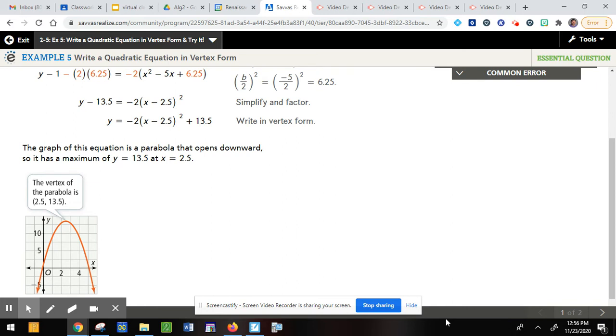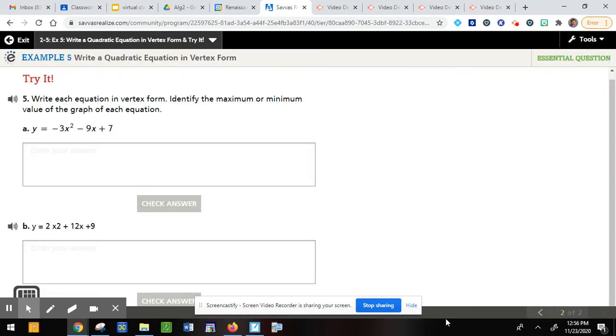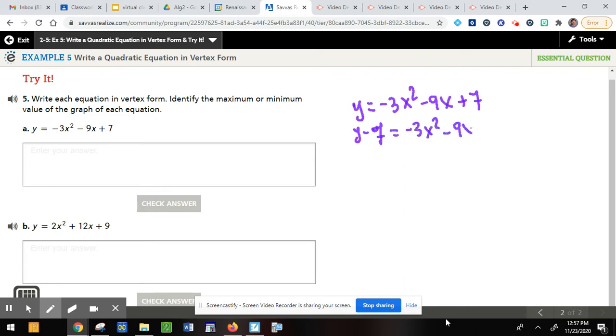All right, let's take a look at these two examples here. How about we do one together, and then I'll leave part B for you to try on your own that we can then check at the end. So first thing, let's rewrite the equation. y equals negative 3x squared minus 9x plus 7. So I'm going to subtract 7 to both sides. That's y minus 7, and that's equal to negative 3x squared minus 9x. Let's factor out a negative 3. So then you have x squared plus 3x.